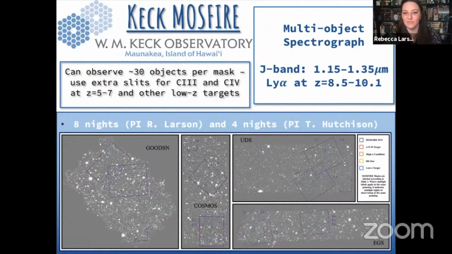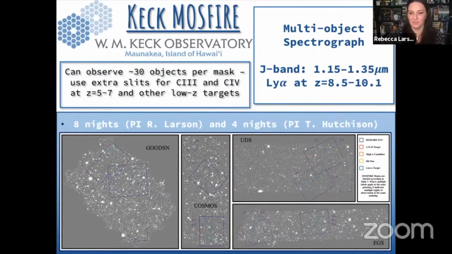We had great luck with the TAC at Keck, and so we had 8 nights over 4 semesters with this program, Islands of Reionization. We had J-band spectroscopy, and we had about 30 or so objects in our mask for each of our observations. Unfortunately, there aren't that many redshift 9 galaxies, so we have a target of 12 in our sample across these 4 CANDELS fields, and then we filled the mask with some other targets, which Taylor Hutchison is going to talk about in a few minutes, so stay tuned for that.